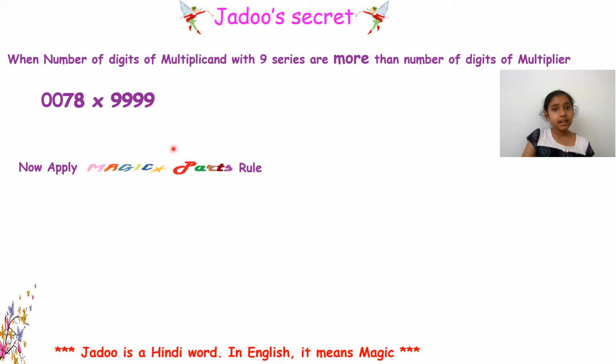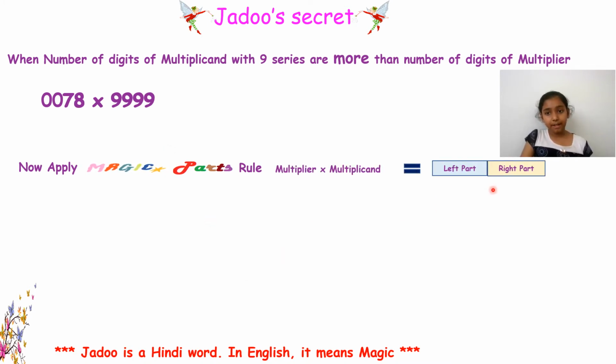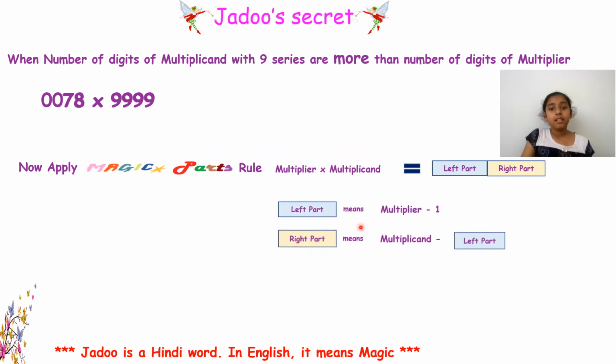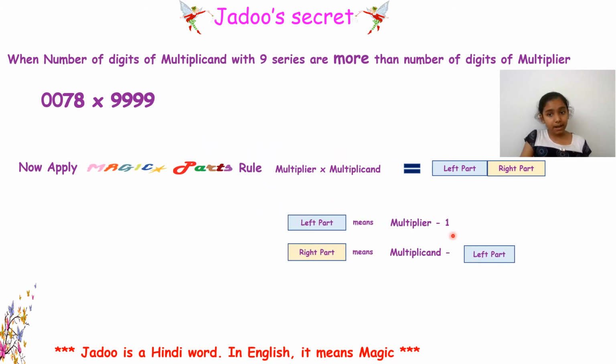As we discussed in the last video, I hope you friends remember the magic part. Just to revise, combine left and right part value, where left part means multiplier minus 1, right part means multiplicand minus left part result.